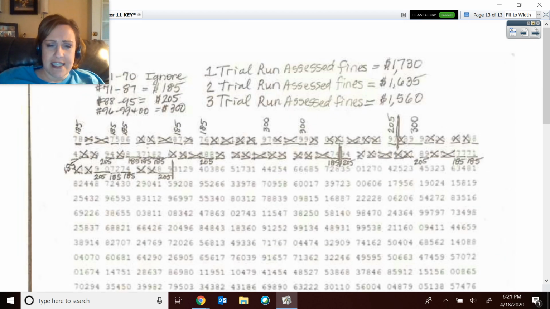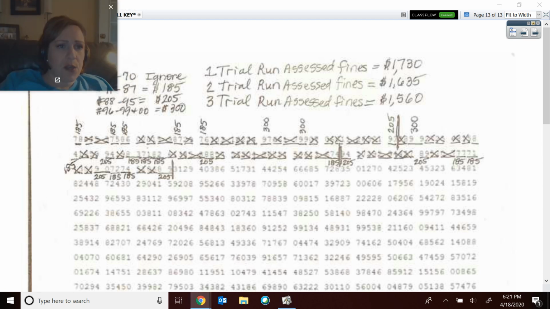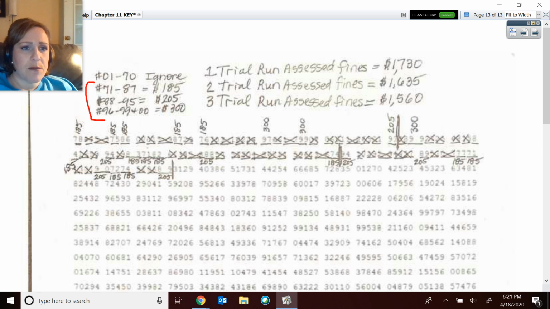So let's look at how I did this on my random number digits. I kind of wrote up here again that I'm ignoring the numbers 0, 1 to 70, and so I'm dealing with these particular items right here. Okay, so here I went through this. The first person was a 78, so that was $185. This next one was a 1 to 70. So see, I was crossing those out and ignoring them.